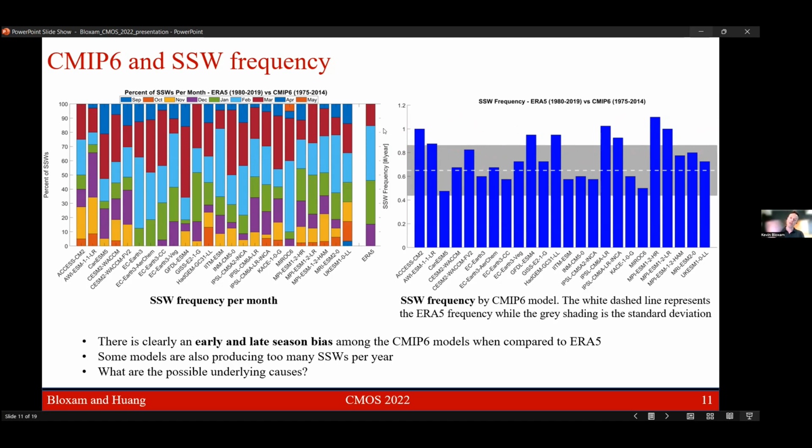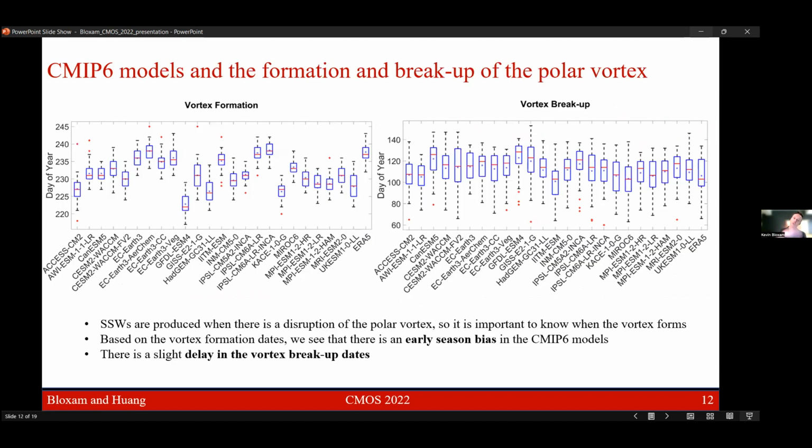Now that we see there seems to be this bias, what could possibly be the underlying reasoning behind this? We then turn to the polar vortex itself, because for an SSW to occur, this requires a disruption of the polar vortex. So the polar vortex needs to be established first before there's an SSW, essentially. And what we can gather from looking at the formation date, and I should note here that I'm using the zonal winds at 60 degrees north and 10 hectopascal to detect this.